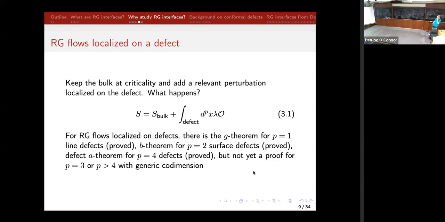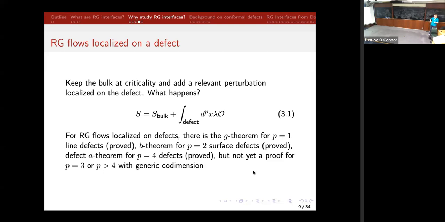I think among the students, maybe some have never heard about the C theorem. Oh, I see. Okay. So this is basically the statement that there are quantities which decrease along an RG flow. The C theorem, for example, is a linear combination of 2-point functions of the stress tensor. That's the monotonic quantity identified by Zamolodchikov in the 80s to decrease along this 2D RG flow.